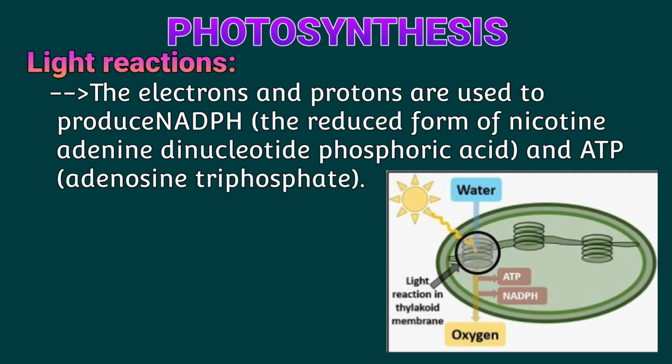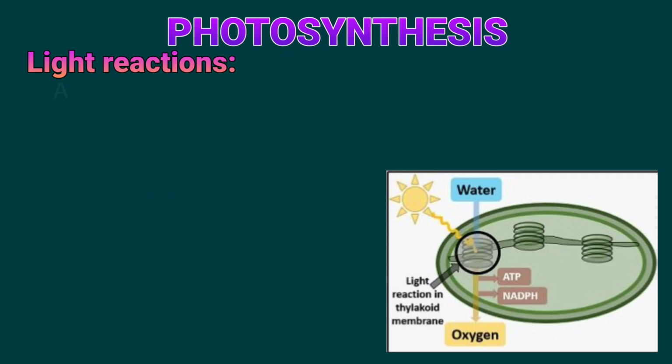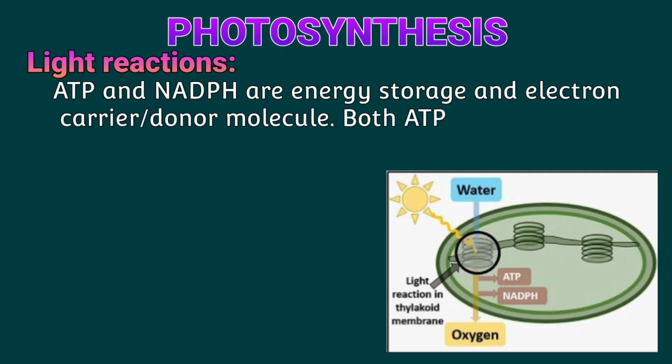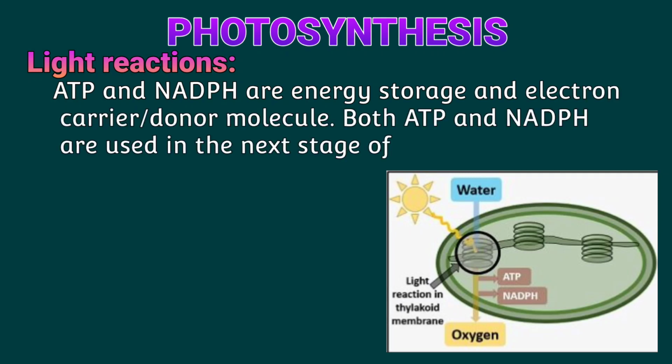Yes, what you can observe in this picture is ATP and NADPH. ATP and NADPH are energy storage and electron carrier or donor molecules. Both ATP and NADPH are used in the next stage of photosynthesis.